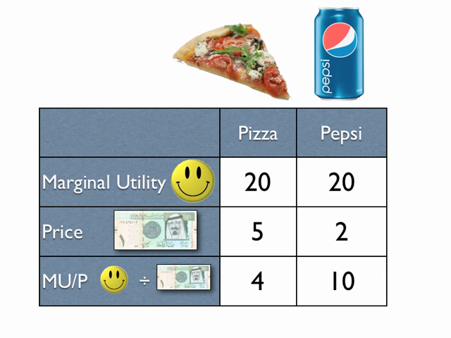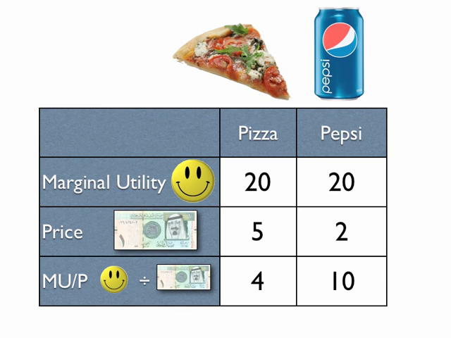In this table, we illustrate pizza versus Pepsi. The marginal utility is the same for both. We've expressed that in utils, the utility unit. In other words, we would derive the same satisfaction or happiness from either a slice of pizza or a can of Pepsi. But the price for pizza is 5 Riyals, the price for Pepsi is only 2.